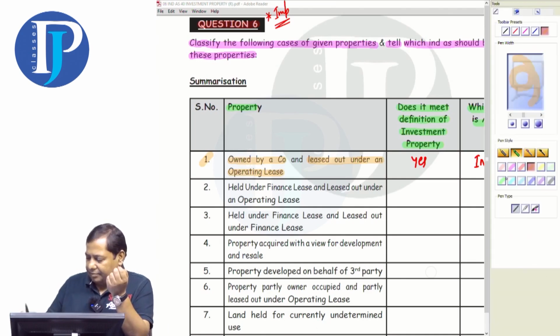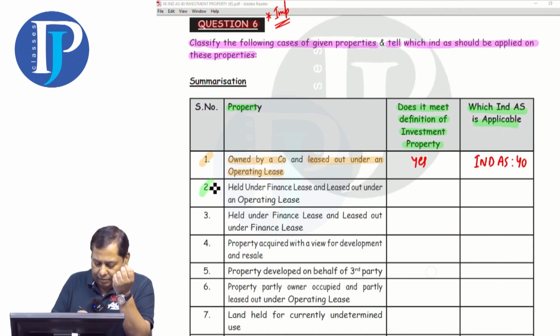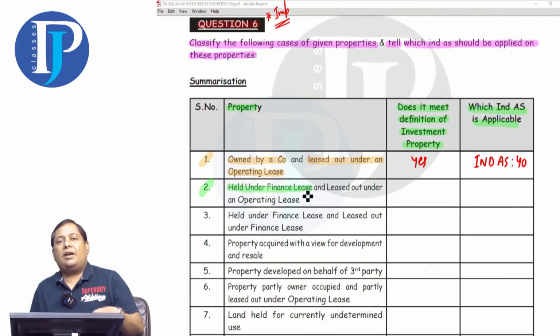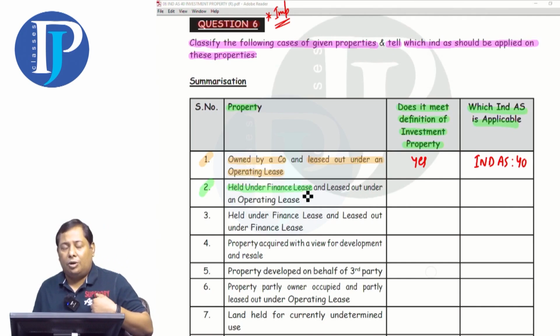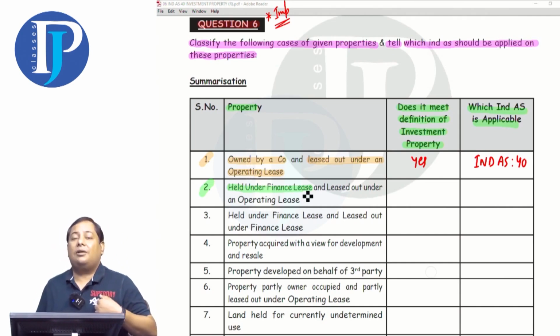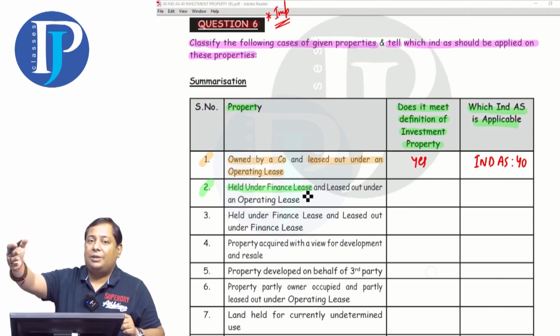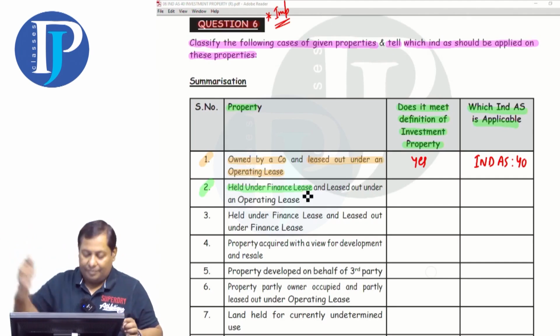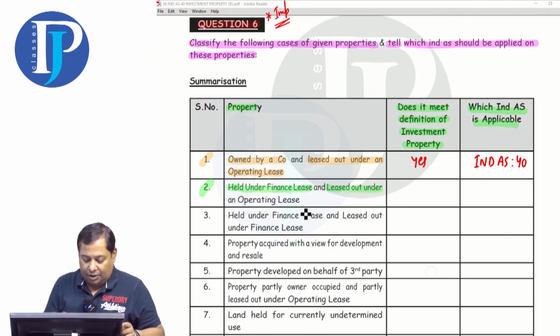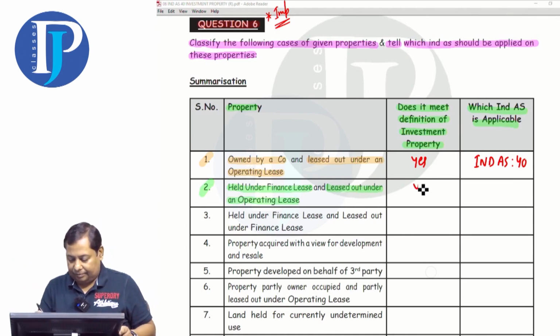And the question says that held under a finance lease. Held under a finance lease means I am a lessee. I am the assumed owner. So when I am the assumed owner, I will be asked what I will do. If I will use it, then apply 16. If I will let it out on an operating lease, then I will be applying 40. If I give it on a finance lease, then we will ask the third party what they will do. Leased out under an operating lease. Yes. Ind AS 40.